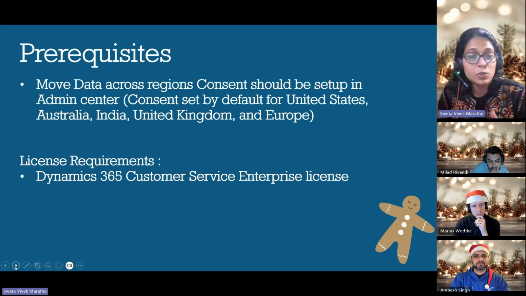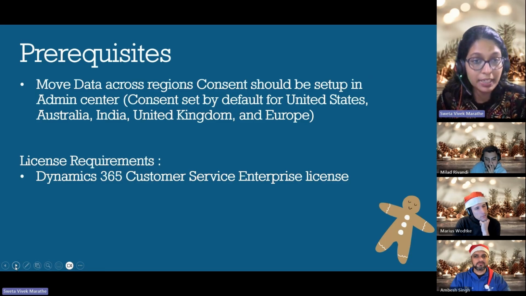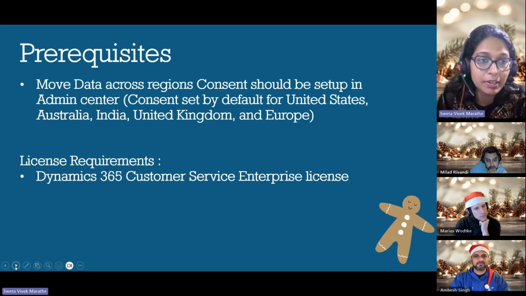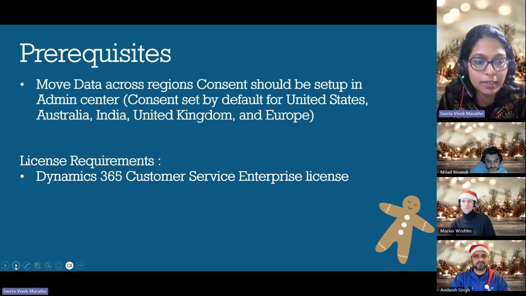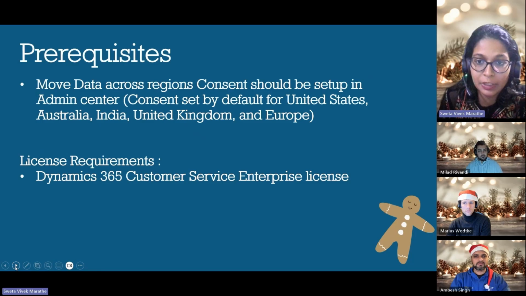Before we dive into a demo, let me quickly explain the prerequisites. The first prerequisite is the moving data across regions consent. This has to be given for using Copilot in any of the applications on Power Platform. It is set by default for US, Australia, India, UK, and Europe. But for other regions, it has to be set manually by the system admin at the tenant level. Once this consent is set, you are ready to use Copilot within your Dynamics application.